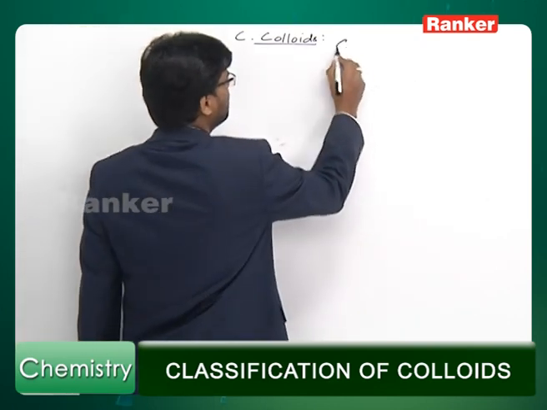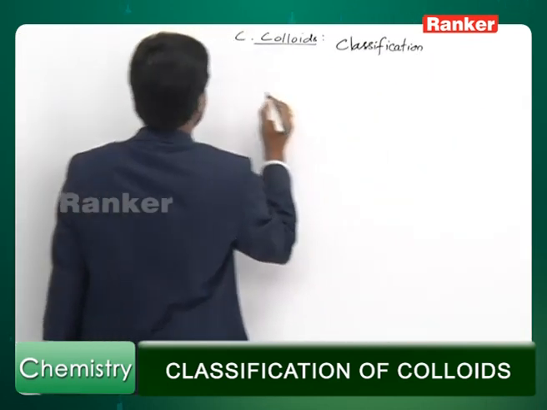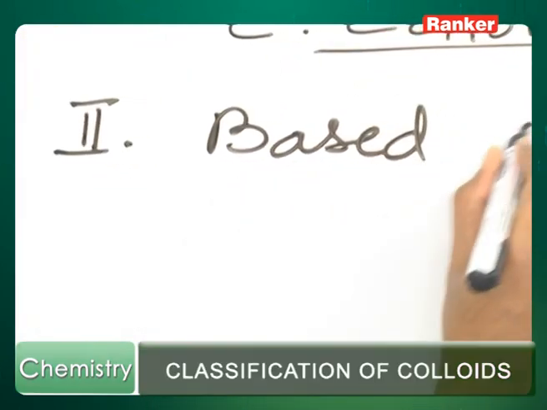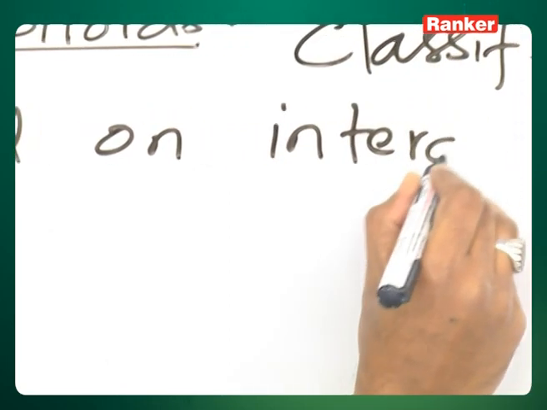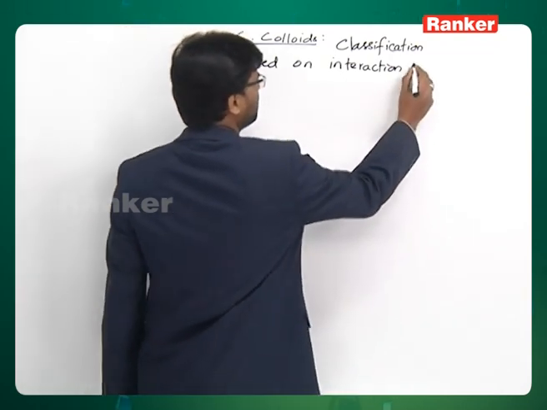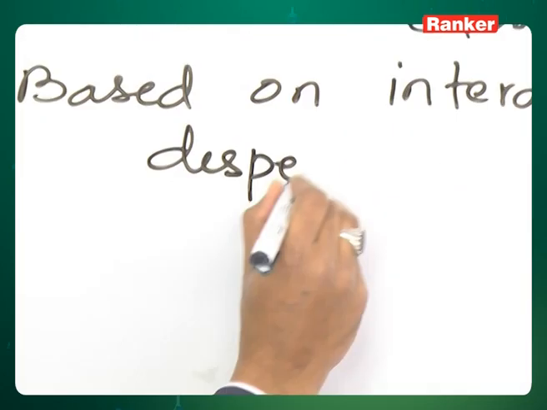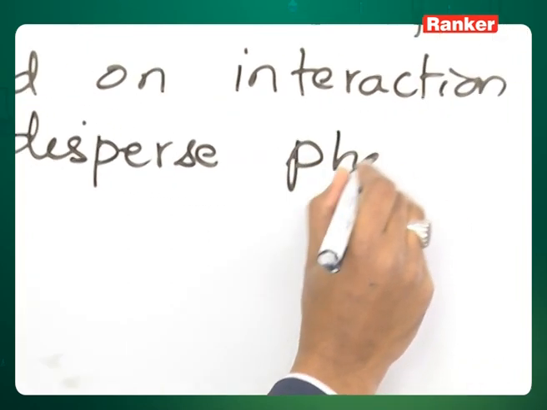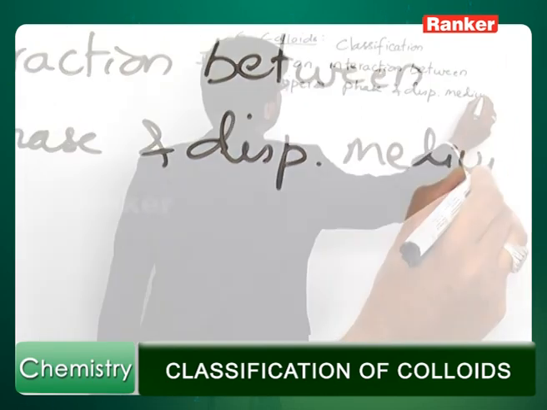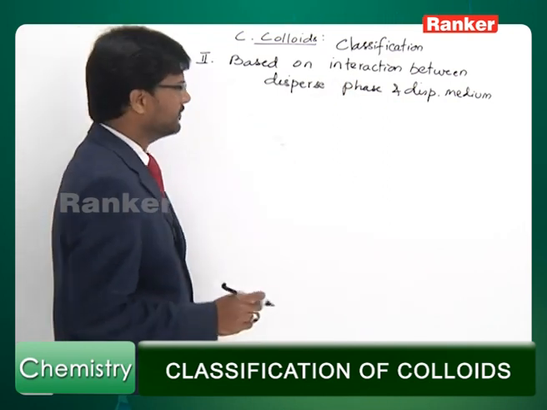Now, we were talking about classification of colloids. Another classification we are going to discuss is based on interaction. This classification is based on interaction between disperse phase and dispersion medium.